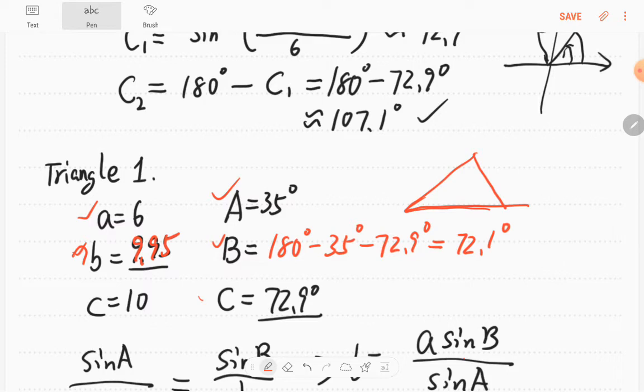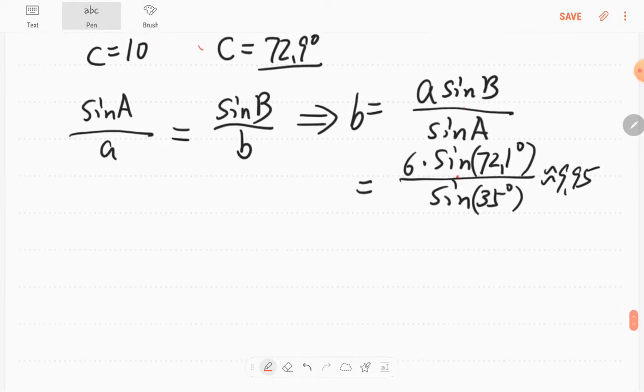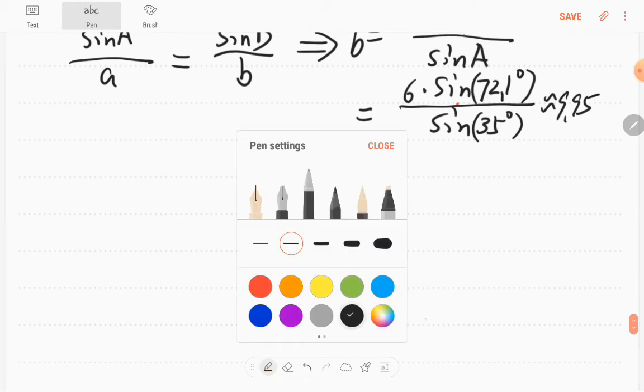This would be this case, this triangle, right? All the angles are acute angles. So now let's look at triangle 2.